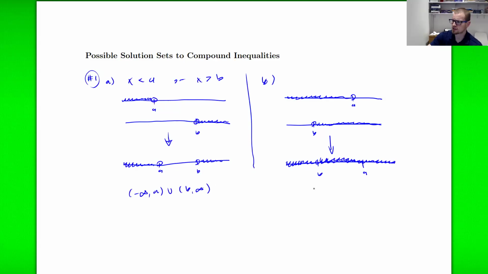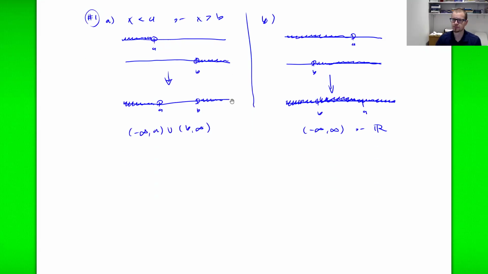And in this case, we would simply have all real numbers that can be represented as the interval from negative infinity to positive infinity, or by this fancy looking R with two vertical lines here. Again, these are both x less than A or x greater than B. Minute changes are necessary if you want to have the inclusion of endpoints there. So that handles our or.